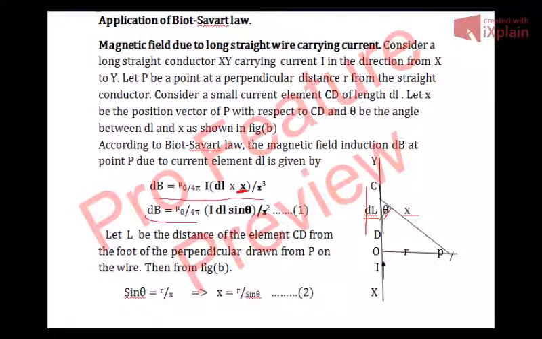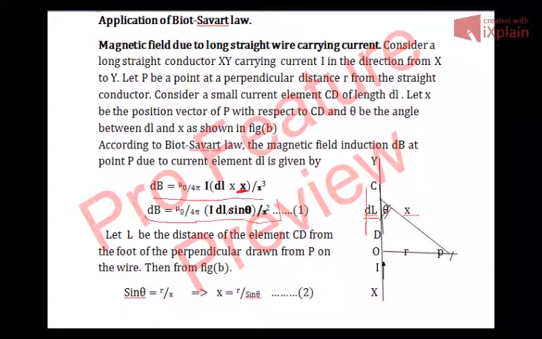The magnitude of the magnetic field is given by dB is equal to mu naught upon 4 pi, I dl sine theta by x square. In vector form we have x cube in the denominator, but in the magnitude we have only x square, because one x cancels with the x in the numerator.